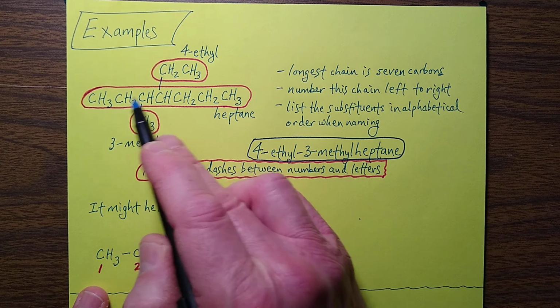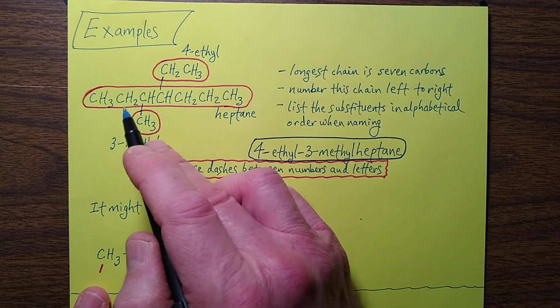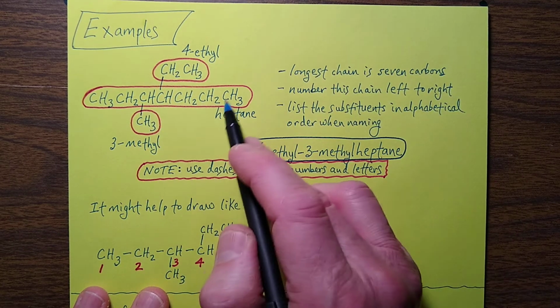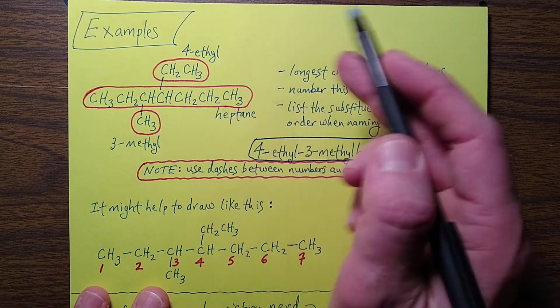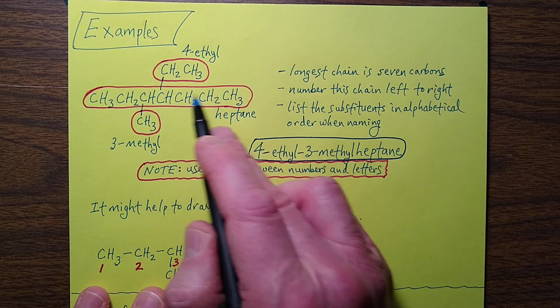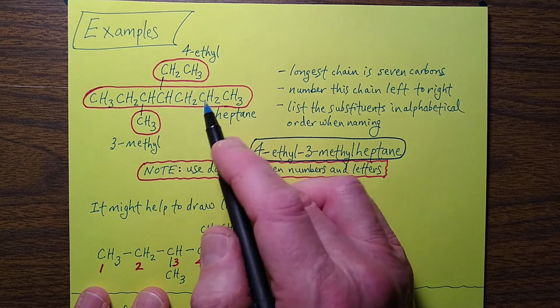If you try 1, 2, 3, 4, 5, 6, no, only 6. 1, 2, 3, 4, no good. 1, 2, 3, 4, 5, 6, no. 1, 2, 3, 4, 5, 6, 7. There's my longest chain, so I circle it.